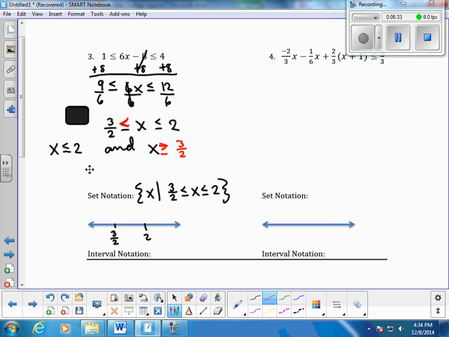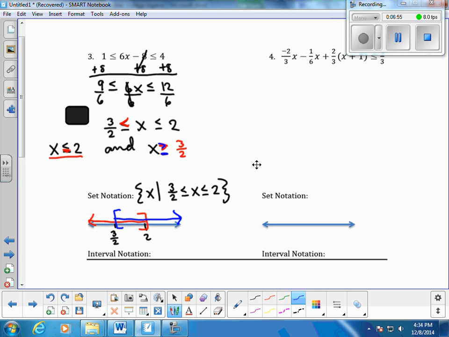Okay, so then when I'm graphing x is less than or equal to 2, it's going to be a bracket because of the bar, and it's less than 2. So bracket for the bar, less than 2. And then when I'm graphing this one, it's going to be a bracket at 3/2 greater than.